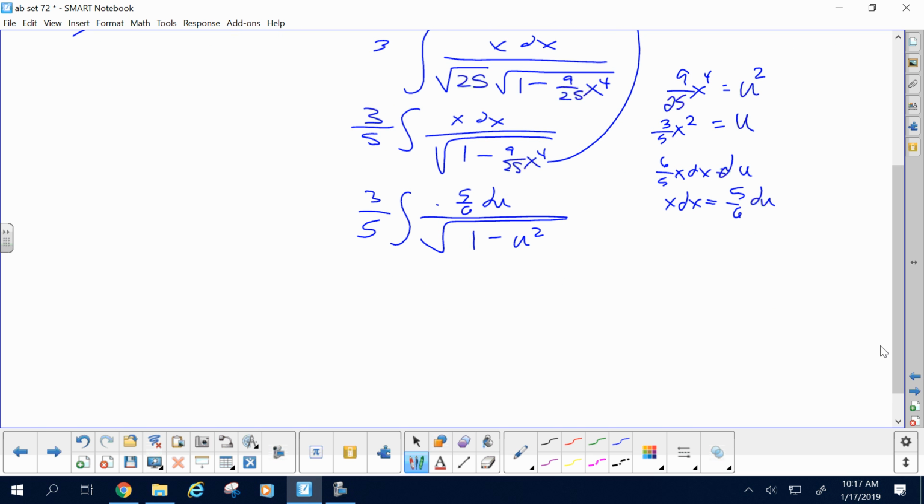Then that 5/6 can be moved out front. And the antiderivative is just arcsine of u. And you replace u back. That's tough. U is here.